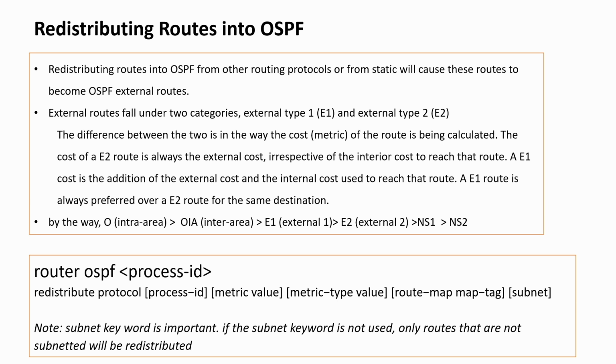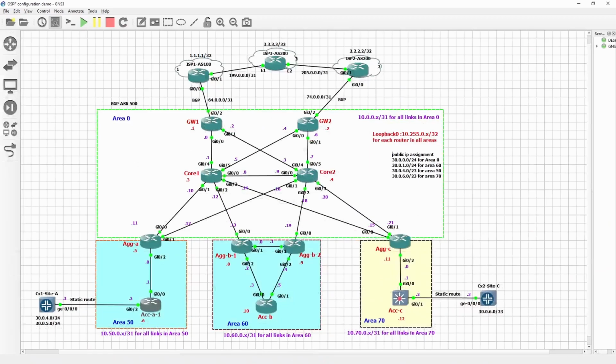Okay, so let's go to the lab. I will show you the configurations. In the lab, we will show you how to redistribute static routes into OSPF. We will also show you how to use a route map to control which routes can be redistributed.